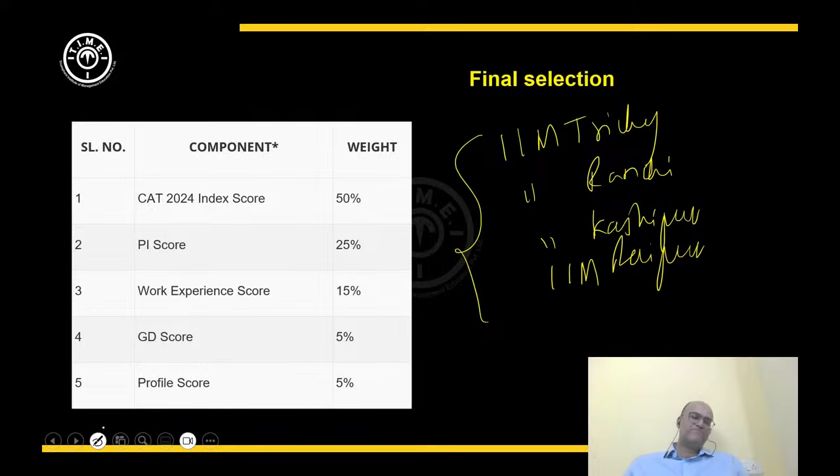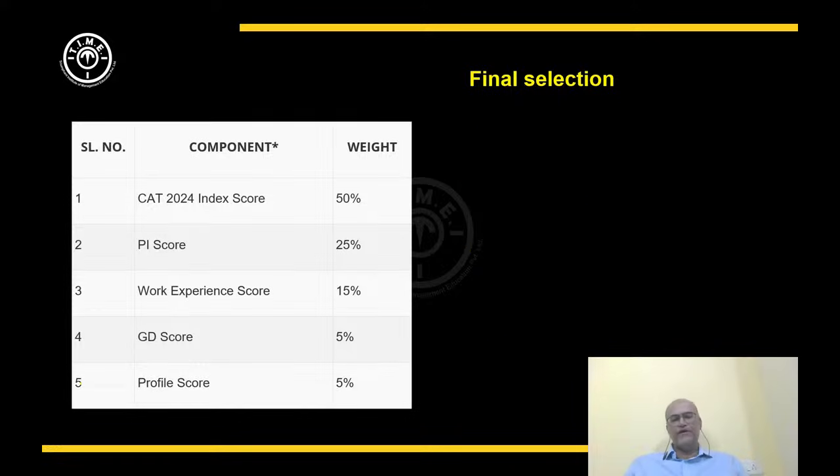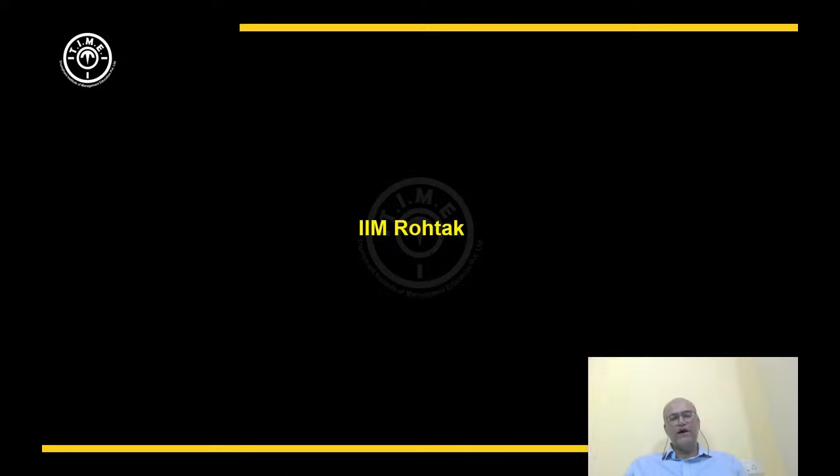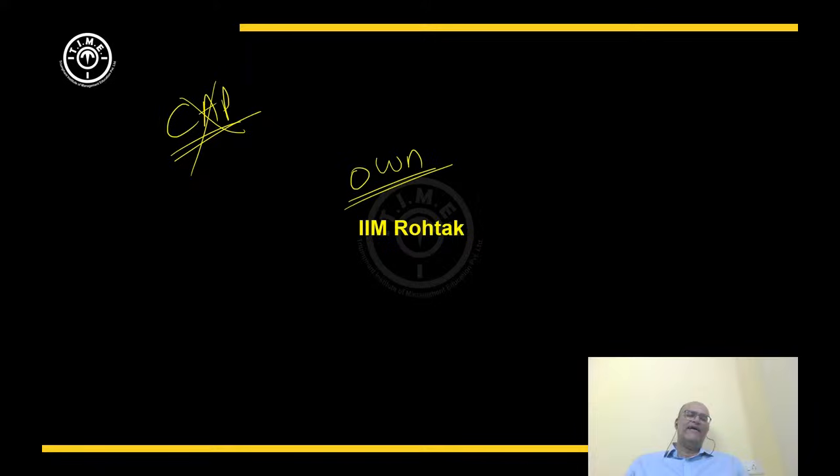All right, moving on. The next IIM I want to talk about is another very interesting place, IIM Rohtak. So IIM Rohtak for a few years was part of CAP, but then around 3 years back, they broke out of CAP and they decided to carry out the admission process on their own.